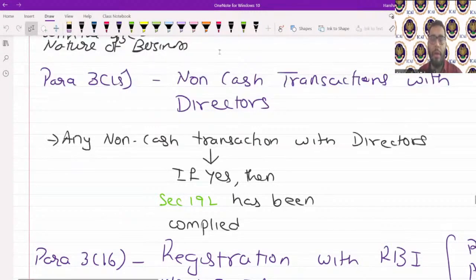So we are not required to check each and every transaction, but if you go through the documents, it will automatically come into your purview. I think it's already covered in your audit scope, and I don't think you need to verify each and every transaction whether it is with the director or whether it's a non-cash transaction or not.